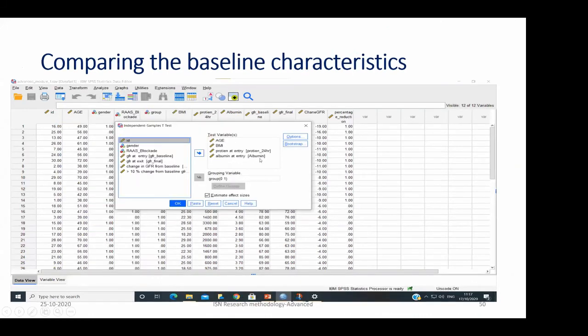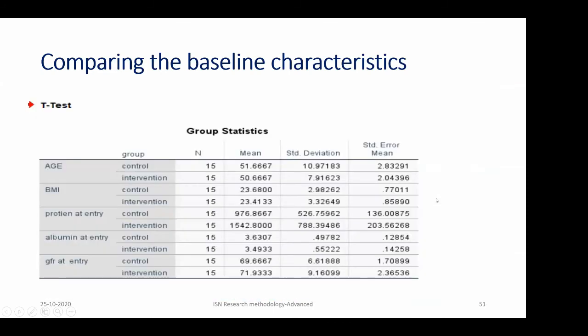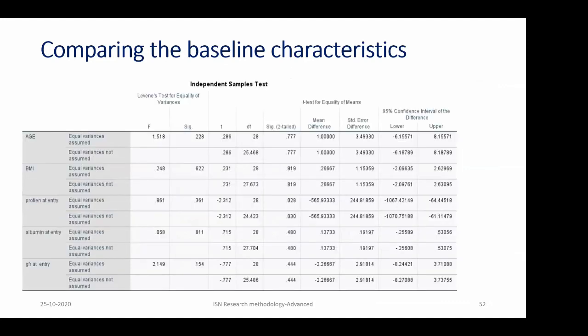So I'm here comparing the baseline variables. Whatever variables at the baseline, you put it into the test variable box. The grouping variable is going to be your group, that is intervention versus control. I have labeled group as 0 and 1, so you have to define the groups as 0 and 1. Then you need to click OK. This is going to be the SPSS output. The initial part gives you the means and the second part gives you the significance.